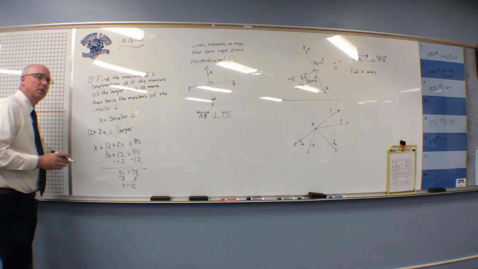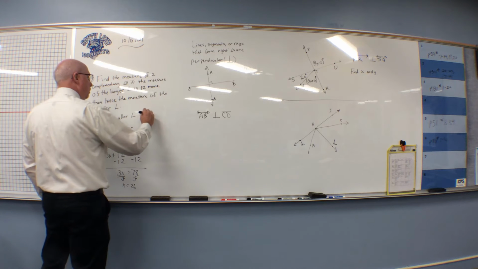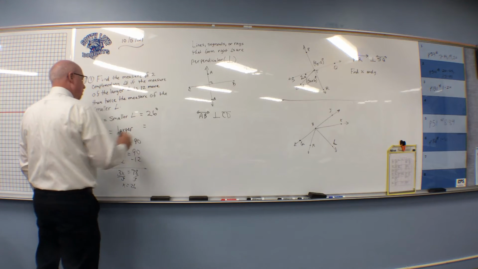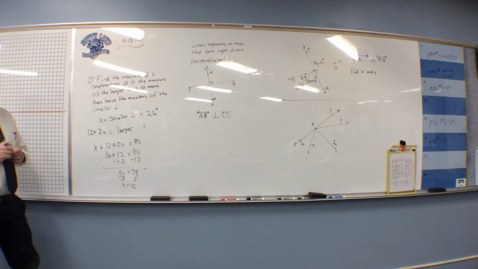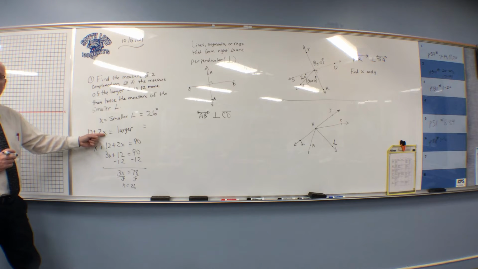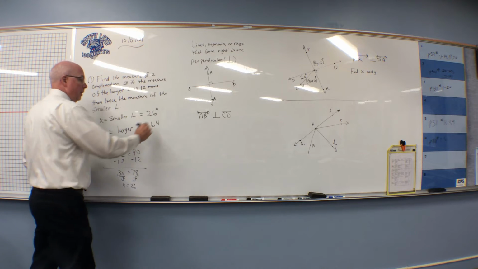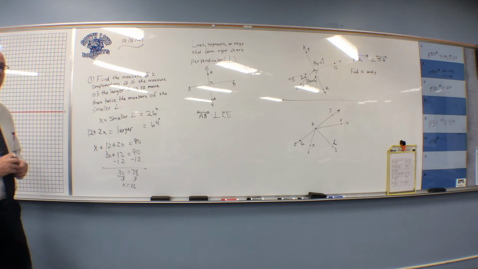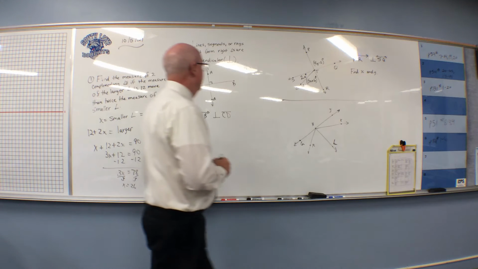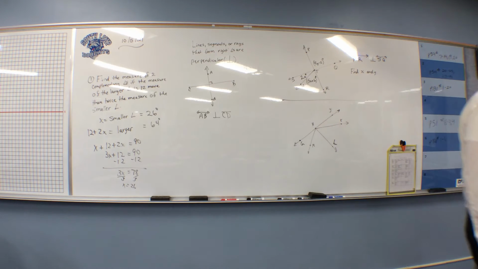All right. So that's the smaller angle. The smaller angle is equal to 26 degrees. How big is the larger angle? I could take 90 minus 26, or I could take 12 plus 2 times 26. You can get the same thing. Those are two different ways. So 90 minus 26, you got it? 64. 64? That is correct. You did that in your head that quick. All right. Questions about that?